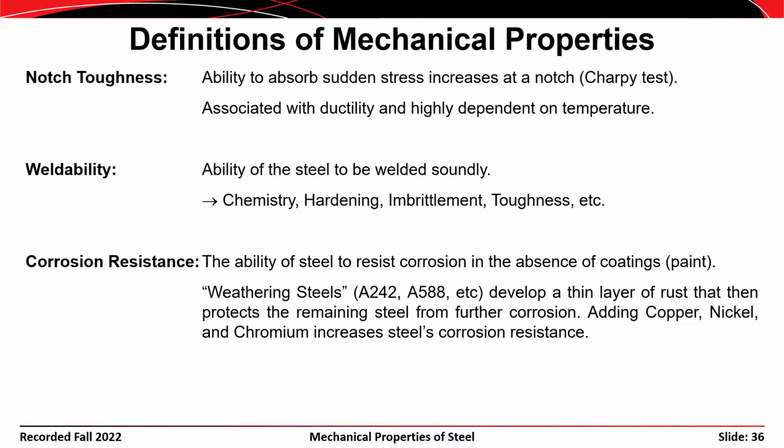By adjusting the chemistry of the steel, we can make it less susceptible to rusting. Weathering steels like A242 or A588 actually develop a thin layer of rust that's called a patina that protects the remaining steel from further corrosion. And we can impart these characteristics by adding additional copper or nickel or chromium to the chemistry of the steel, and that gives us weathering steel.